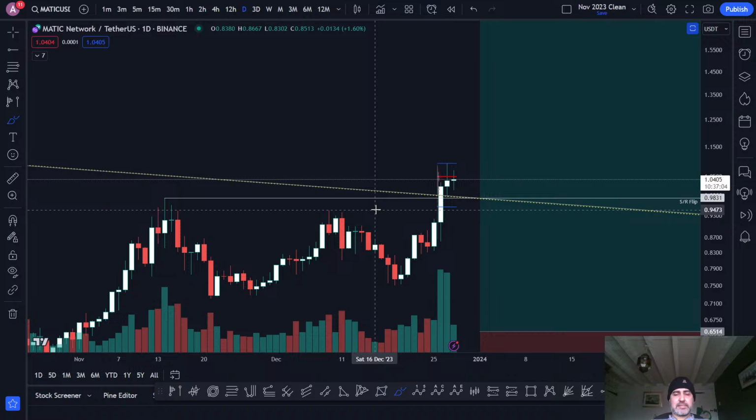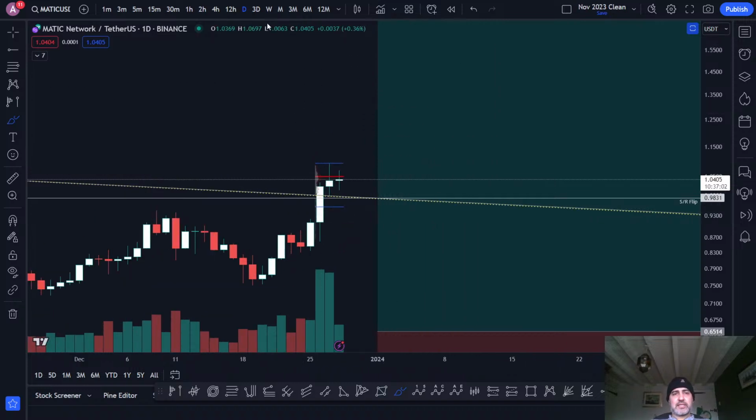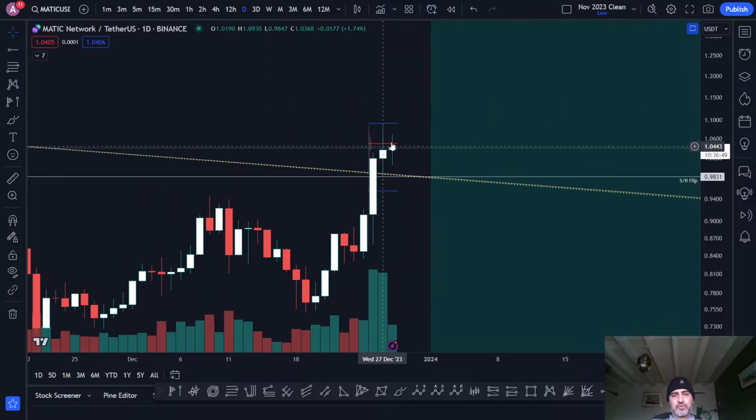That's how it works, and it's usually on the daily time frame that you're looking for that kind of action and reaction, right? So now with Matic, when you're looking at it, you're seeing the bulls have been in control four days in a row. Well, today's the fourth day.